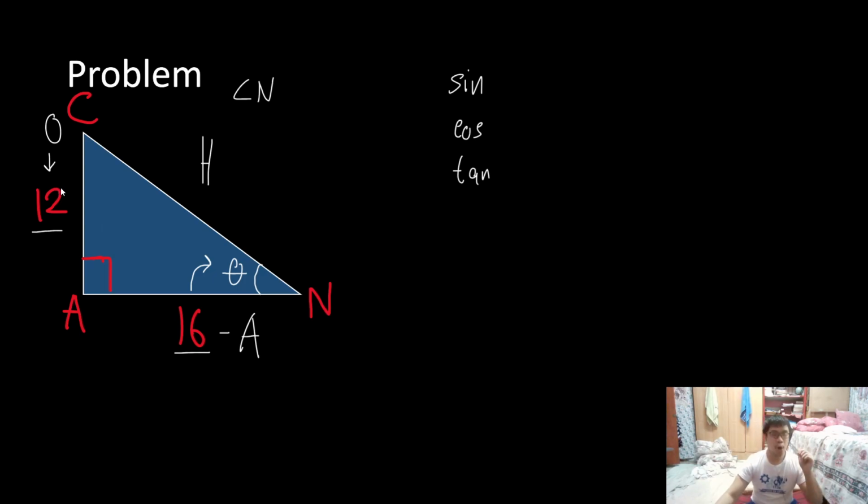Now, as you can see, opposite and adjacent are the only given sides. So, which of the three should we use? Should we use sine? Remember that sine theta is equal to the ratio of the opposite to the hypotenuse. Cosine theta is equal to the ratio of the adjacent side to the hypotenuse. And here we have tangent theta is equal to the ratio of the opposite to the adjacent. So which one should we use?